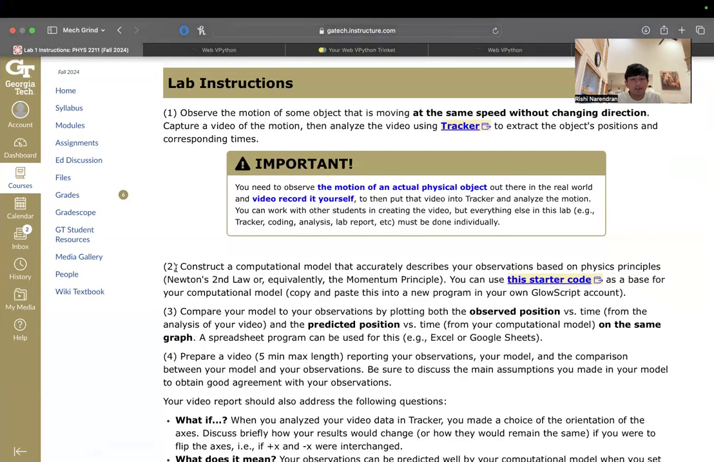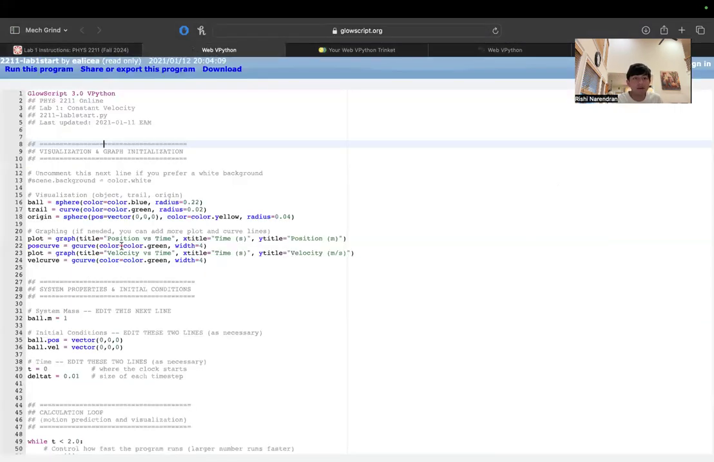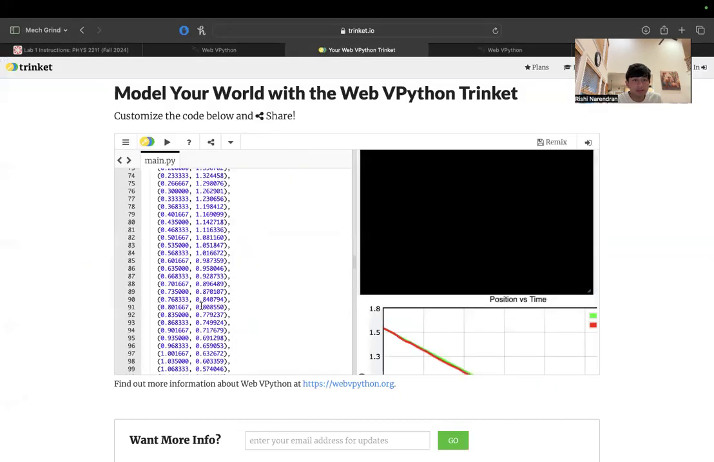Next, we had to construct a computational model that accurately described my observations using this starter code. And the third step was comparing my model to my observations by plotting both my observed position and my predicted position. So they basically want the experimental versus the computational or the predicted. So to do this, I actually edited the web code that I was suggested to use and inputted my experimental data so I can show you guys what that looked like.